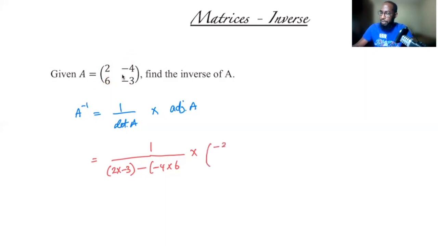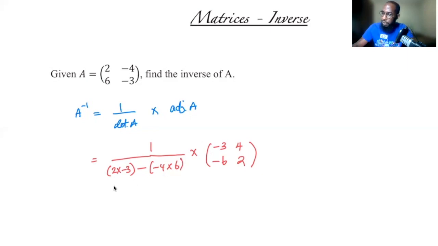So let me write that. I have -3, 2, change the position, all right? And you change the signs for these diagonals here. I have +4, -6. All right, so this is how you find 1 over the determinant. Let me close my bracket right here. Now let's simplify.